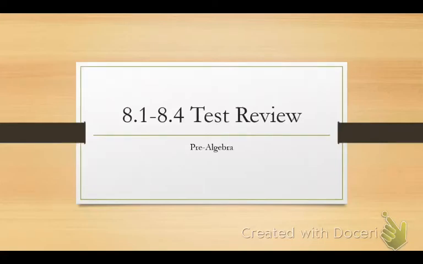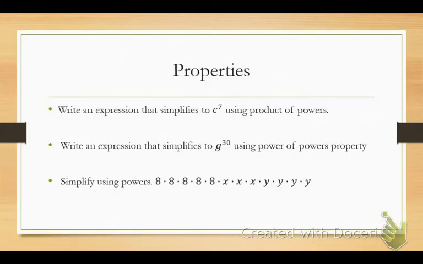All right, guys, so this is your test review over sections 8.1 through 8.4. And the first couple questions on your test are going to ask you for your own examples. Okay, so the first one says, write an expression that simplifies to c to the 7th using product of powers. So that means c to the 7th has to be your answer. Did anybody come up with their own example?